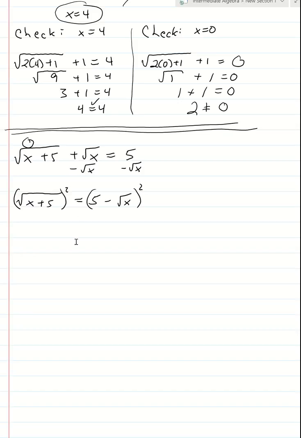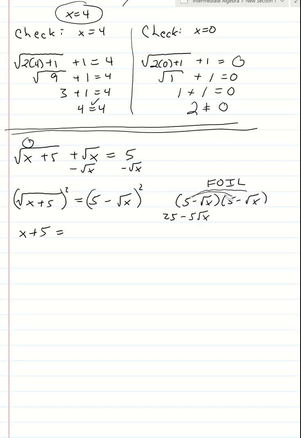And now, once again, here on the left, it's not so bad, because when we square a square root, we're left with just the radicand, x plus 5. It's the right side that's a bit more involved now, because I have this binomial being squared. And whenever we have a binomial squared, it is recommended that you write it twice, and then that you actually perform the foiling, because that's what we're going to have to do. So let's see what we get. If I multiply 5 times 5, we get 25. If I multiply the 5 with the square root of x, that would give us a minus 5 square root of x.